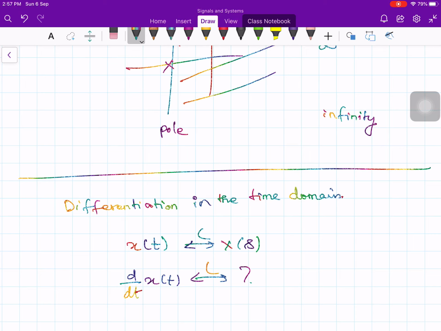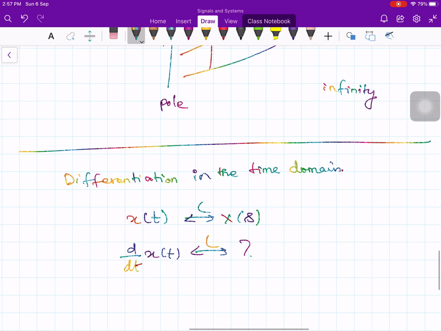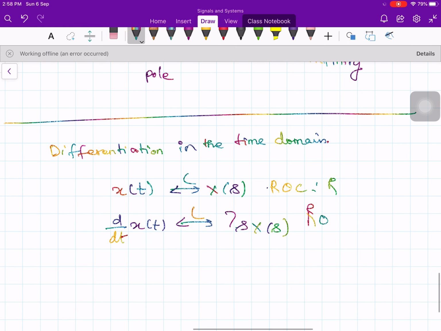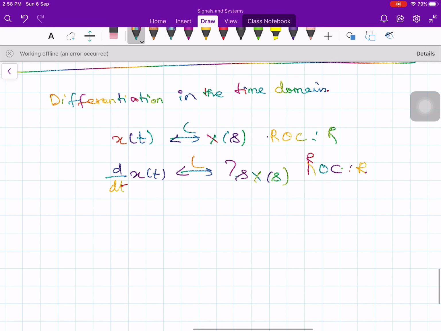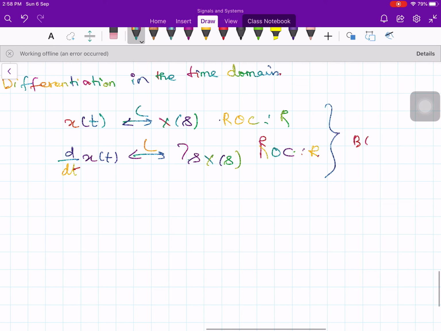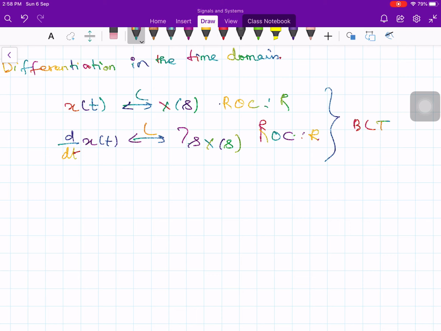Now let us say x of t has a Laplace transform X of s with the ROC R. Then what is the condition that we will derive now? The answer is s times X of s with the ROC the same R. So there is no change in the region of convergence. This is the property that we will generally use for the bilateral Laplace transform. But in the case of the unilateral Laplace transform, the definition slightly changes.